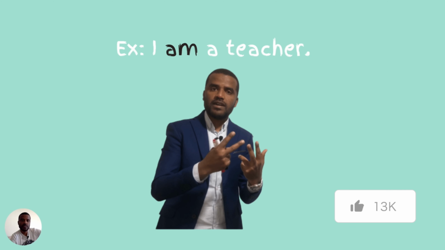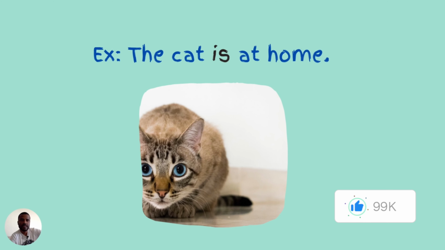Right. So we have here another example. Here we have: the cat is at home. Okay, the cat is at home. So we have the cat is the subject, and here we have the verb to be, is, at home. The cat is at home, right? يعني القطة في المنزل. Okay, the cat is at home.